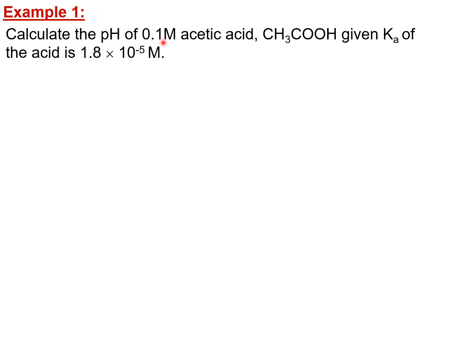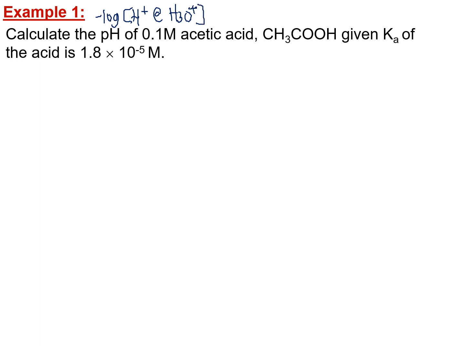This will calculate the pH of 0.1 molar acetic acid, CH3COOH, given the Ka of the acid is 1.8 times 10 to the power of negative 5 molar. Okay, again, nak calculate pH. Apakah formula pH? Formula pH ialah negative log concentration of H plus ataupun concentration of H3O plus.